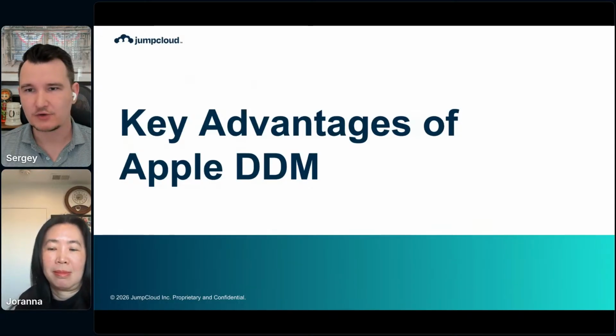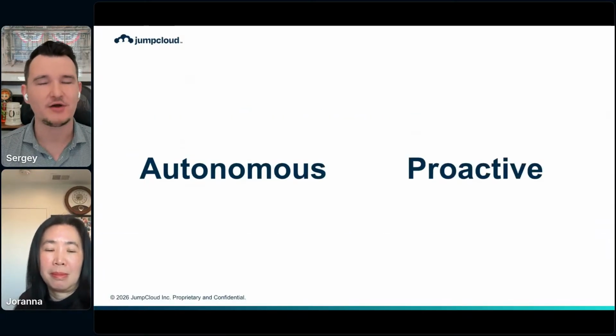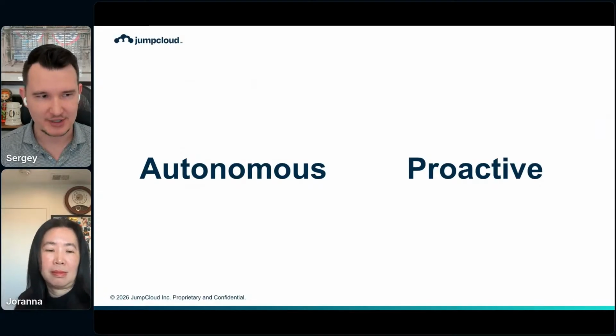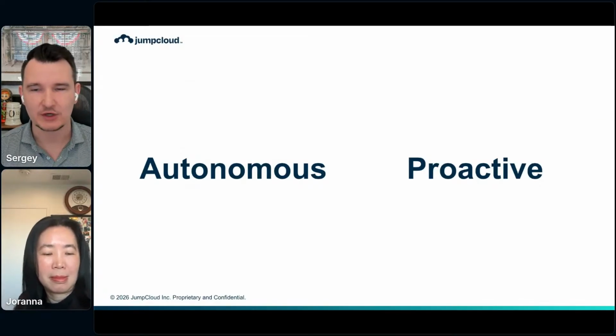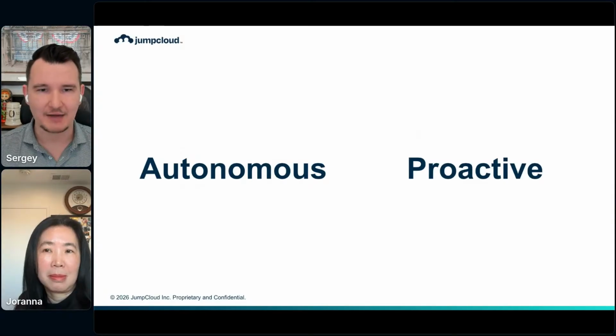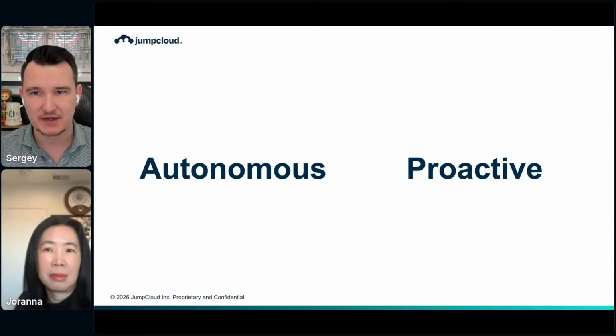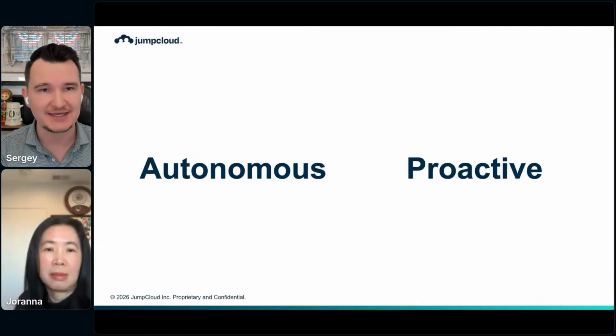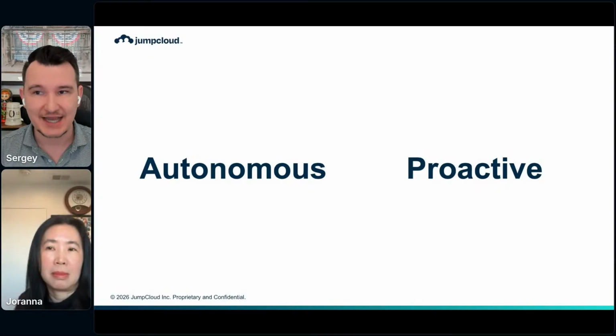Absolutely. So if we go to the next slide, it's a very simple slide, and I want to speak to it specifically. I already mentioned these two words, but I want to go into a little bit greater depth. Autonomous and proactive. Declarative device management is powerful because it enables the endpoints, the devices, to be both of those things. The device is now autonomous, as in it reacts to its own state changes and then applies management logic to itself without being constantly prompted by the server.